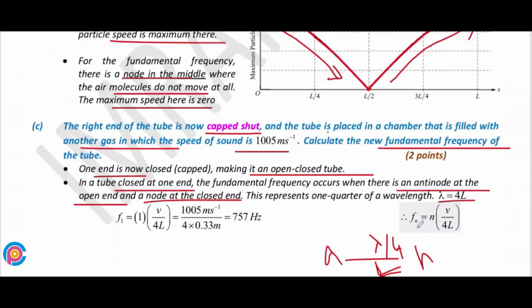Now the general formula for the open-closed tube is Fn is equal to nv over 4L. We have the value of L and we have the speed. For the fundamental frequency n is equal to 1. So the fundamental frequency is 757 Hertz. So all of the answer is here.